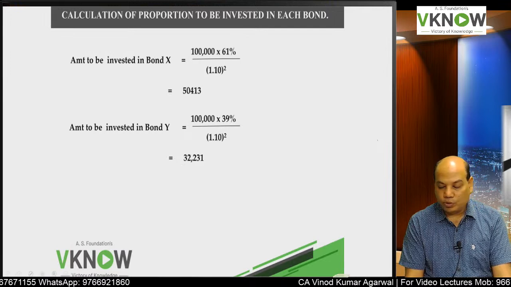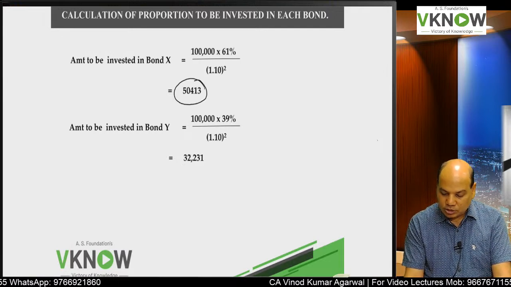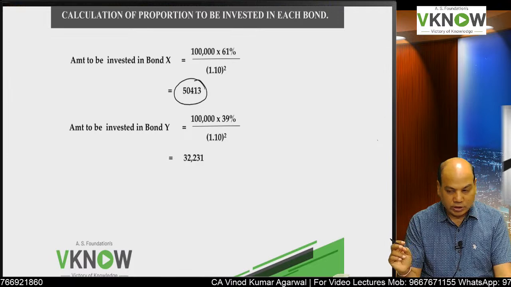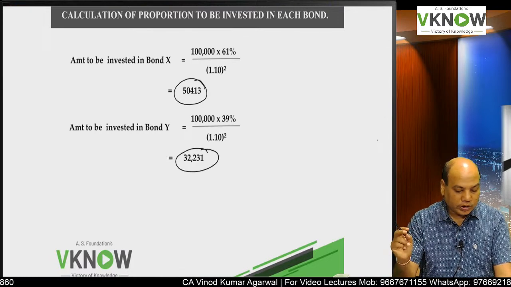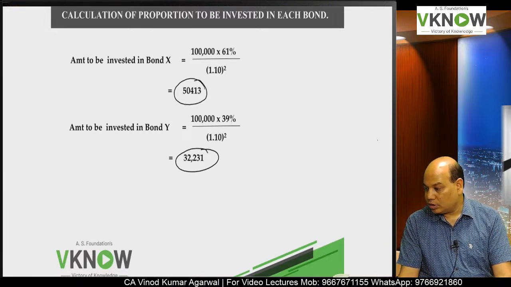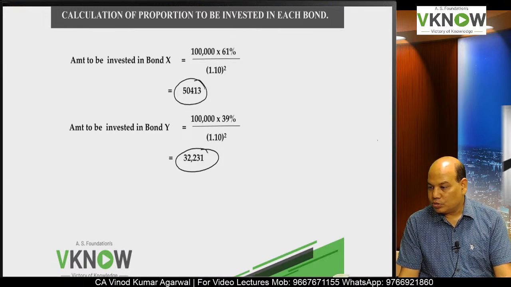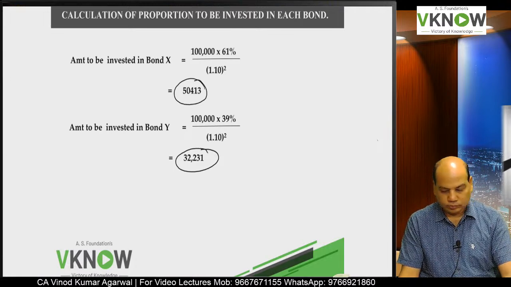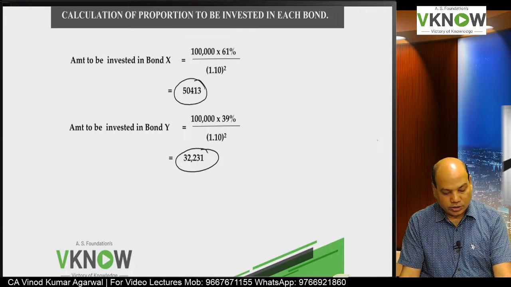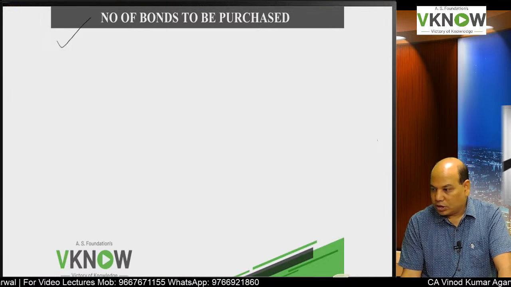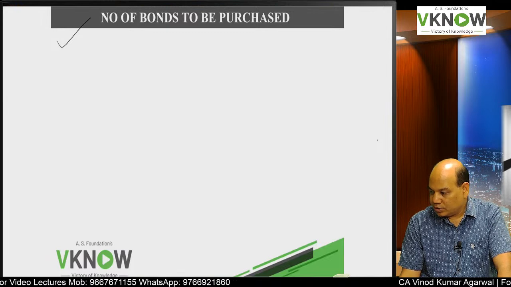Next heading, write down number of bonds to be purchased. You will answer this amount you have to invest in bond X divided by 972.73. This amount you have to invest in bond Y divided by 936.52. So how many bonds will you buy for X and how many bonds for Y? Any student? 50413 divided by 1 bond price. Anybody got the answer? Reply fast.